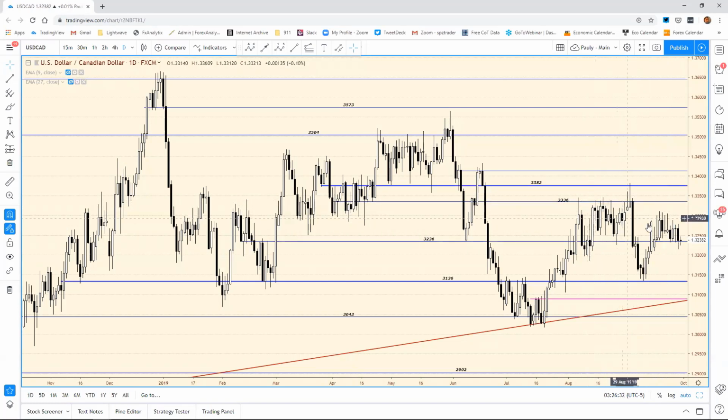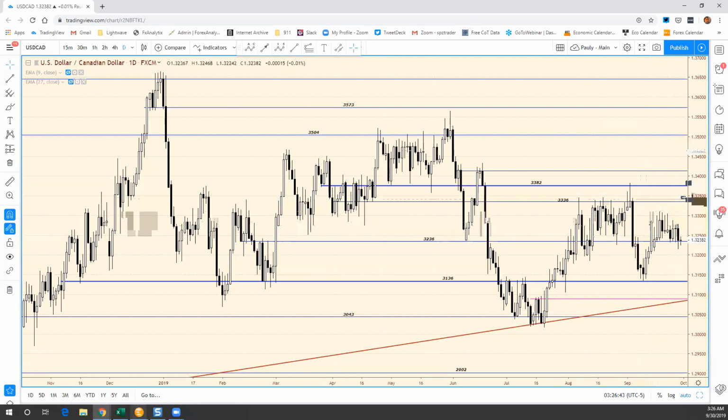If you get that, that'd be the highest close in a month. That would open the door for further short cover. Anybody that's short would need to cover. So once again, that's the significance of that. Support on the downside is going to be 32 even.